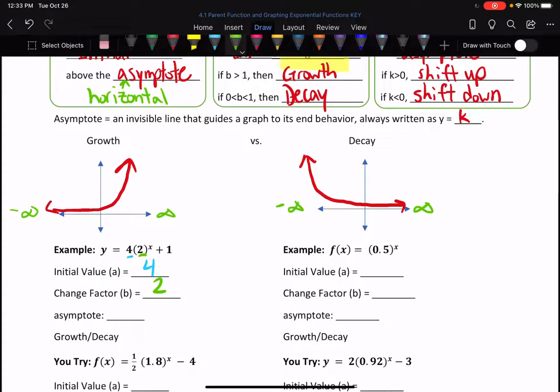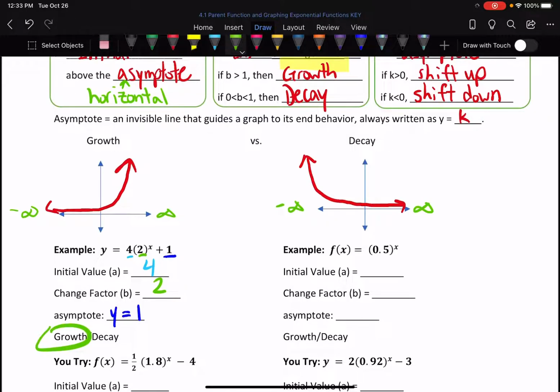And our asymptote is going to be wherever our constant is. So notice we have a constant of 1. So therefore our asymptote is y equals 1. Make sure you write that as a line, like it is a function. So this is where y equals 1. Because our change factor is greater than the value of 1, this is a growth function.